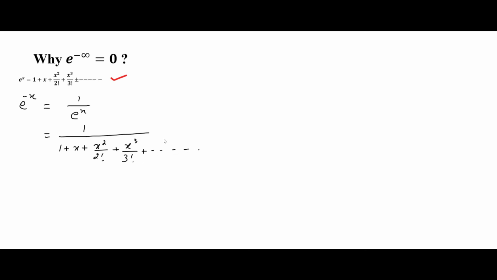Now suppose I write the value of x to be equal to infinity, so as x tends to infinity, what will happen in this case? The left side becomes e power of minus infinity. On the right hand side, the value of x is tending to infinity, so you'll be getting 1 by 1 plus... wherever you have x values, it will be infinity. Here x is infinity, here x is infinity, here x is infinity. All the terms are infinity, so the sum of all infinities will be infinity itself.